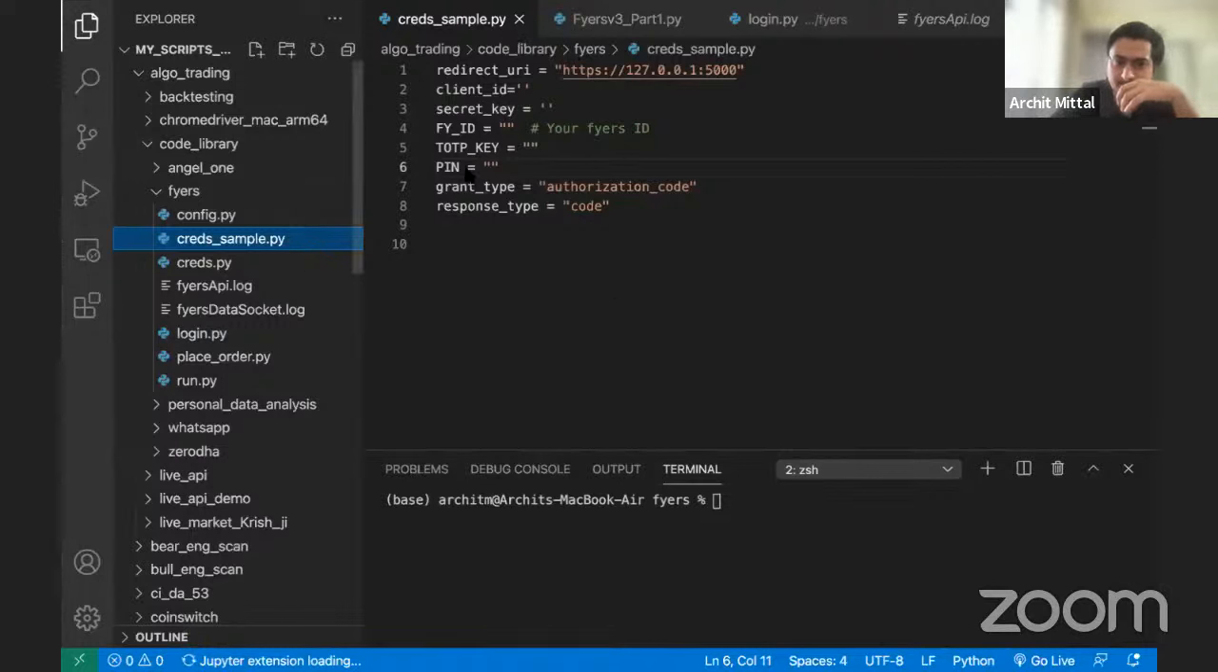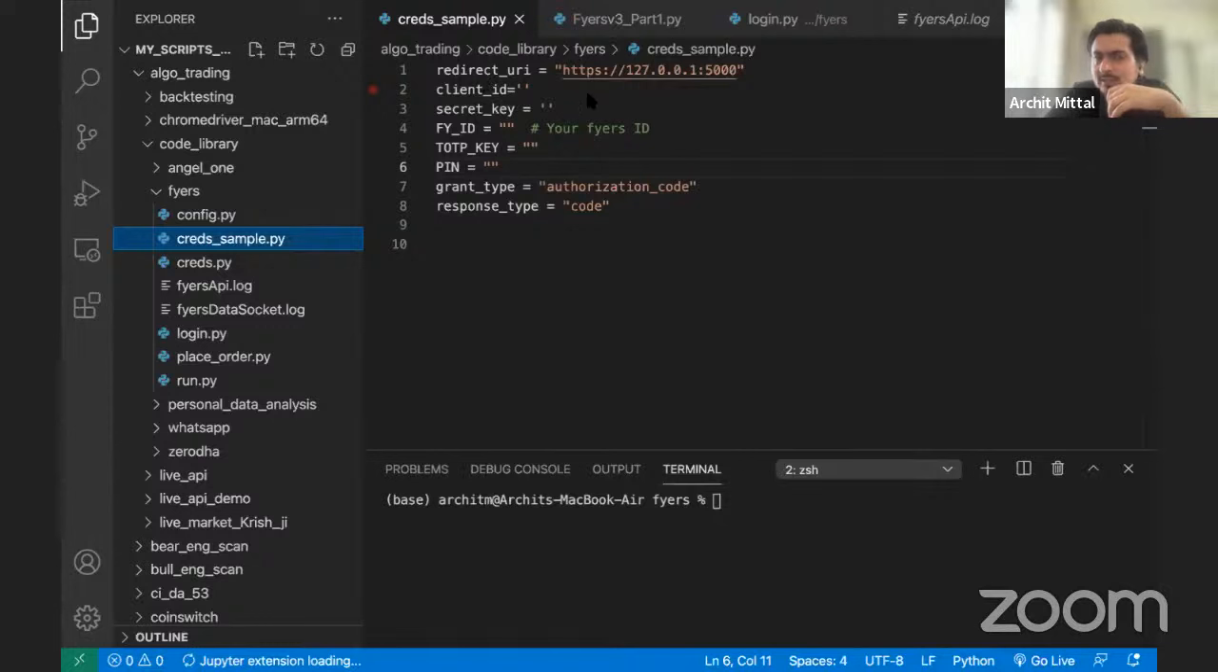Login, right? So you can see these are the sample. You will be putting your credentials in this file. I have given the sample file because my credentials are here and it is recorded. I don't want it to get out. So you fill all your credentials here.